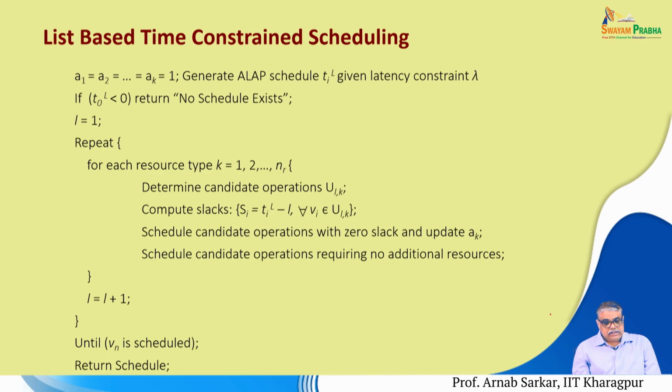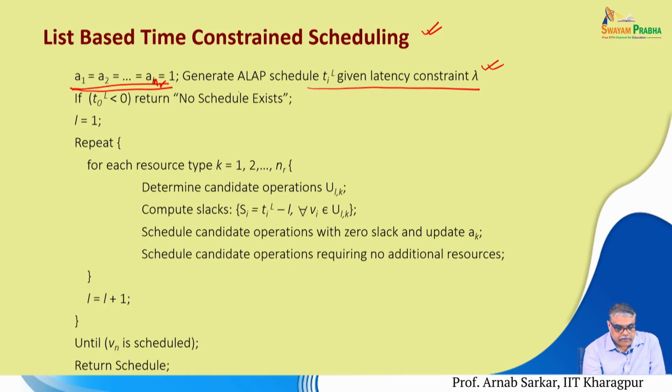For the time constraint version of the same scheduling problem, we take the same resource constraint list scheduling and perform the time constraint version of the scheduling problem. Here we start by assuming that we have one resource of each type A1, A2, up to ANR. We have NR types of resources, only one unit of each type, and then we generate an elapsed schedule for the given constraint lambda.